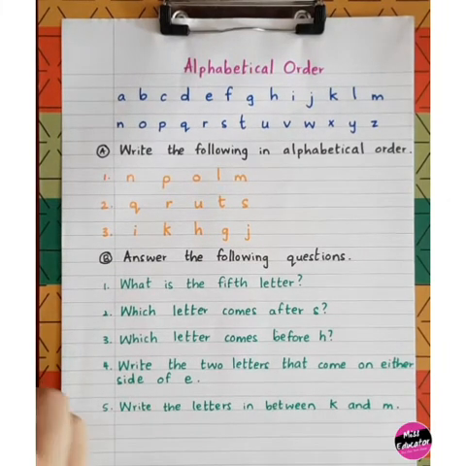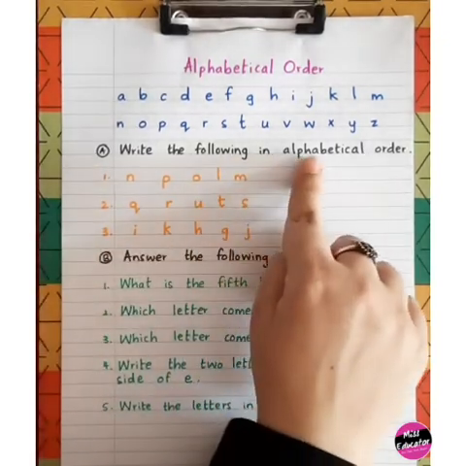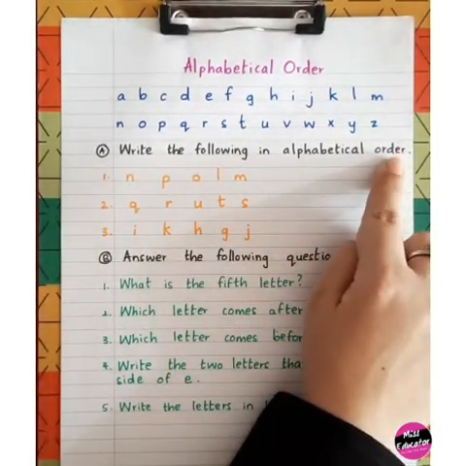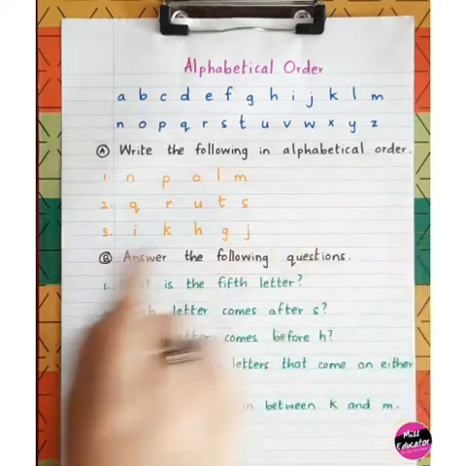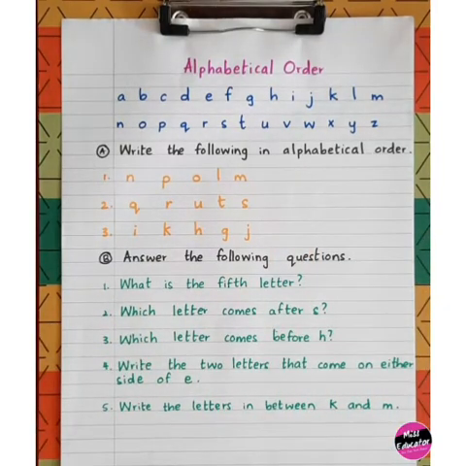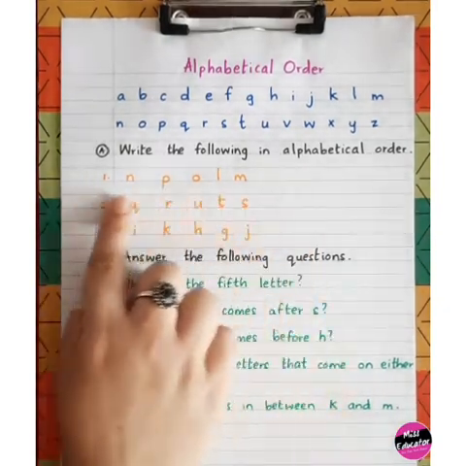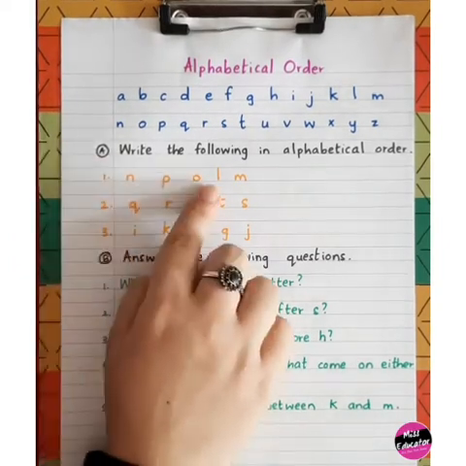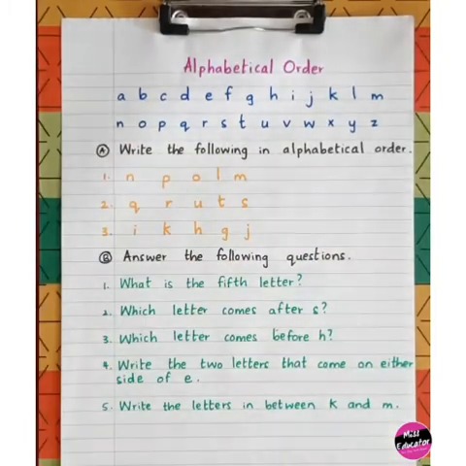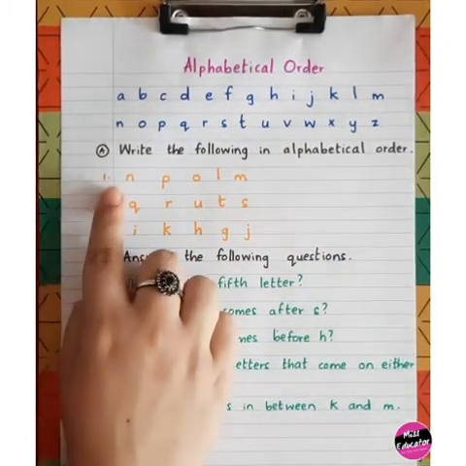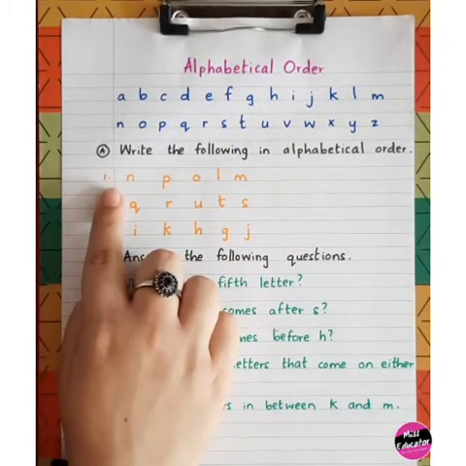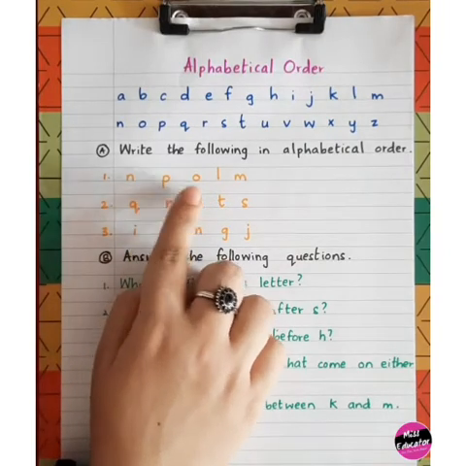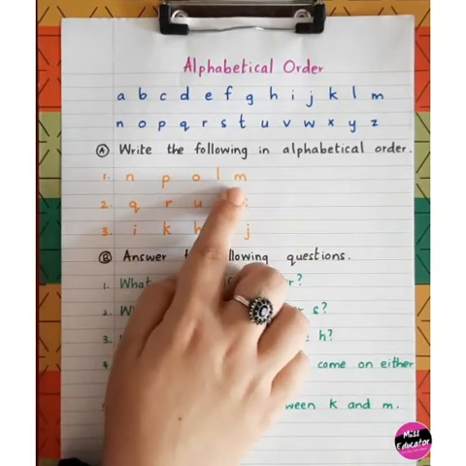It reads, write the following in alphabetical order. What does this mean? It means that we have a few letters over here. It is not in the correct order. We have to jumble it and put it in order like this. Let us look at the first one. We have the letters N, P, O, L, M.